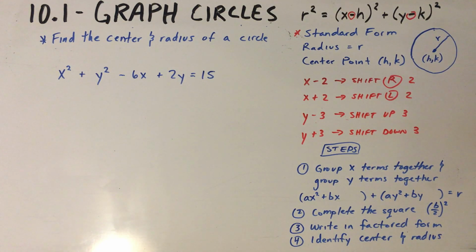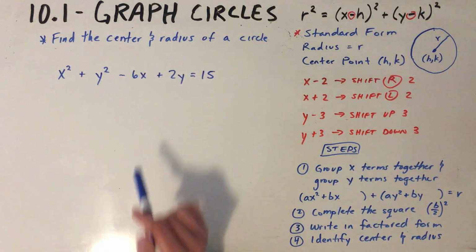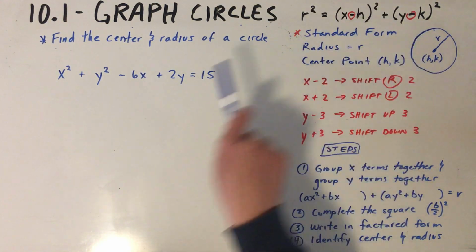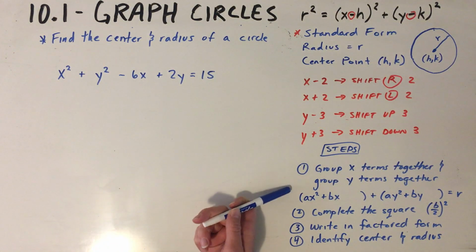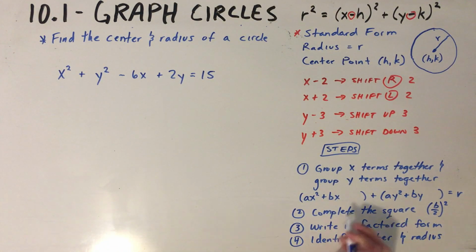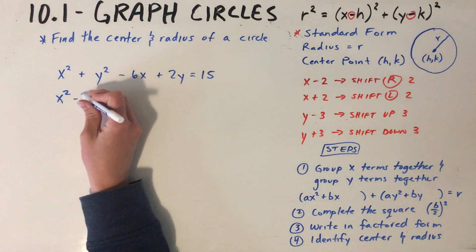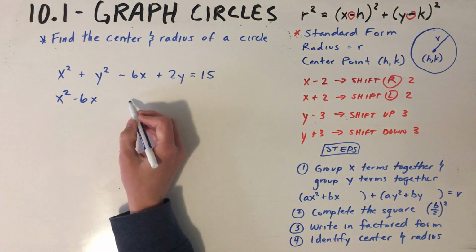All right, so what I'm going to do is go through how to put an equation like this into standard form so we can identify the center and the radius. We want it to look like this, standard form, but we're given this. So here are the steps right here. We're going to group the x terms together and group the y terms together. So I'm just going to rewrite these, and I'm going to leave a space here.